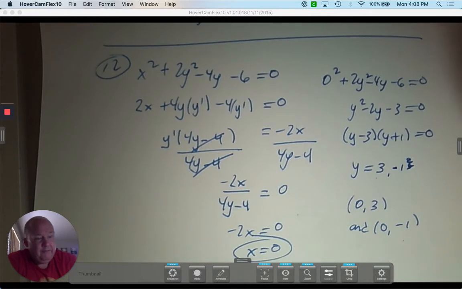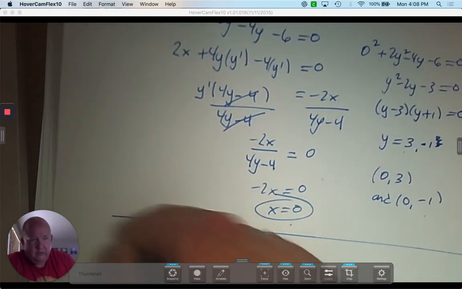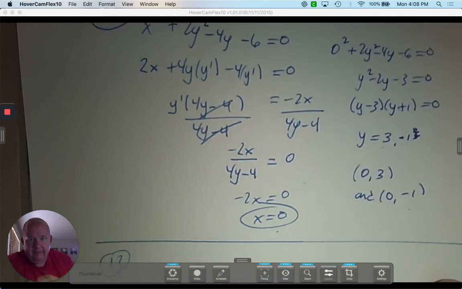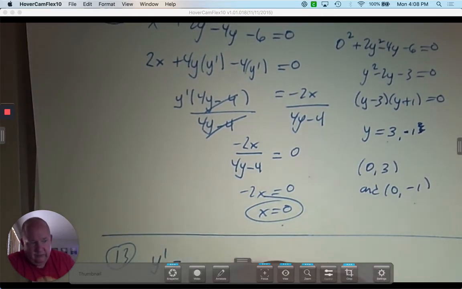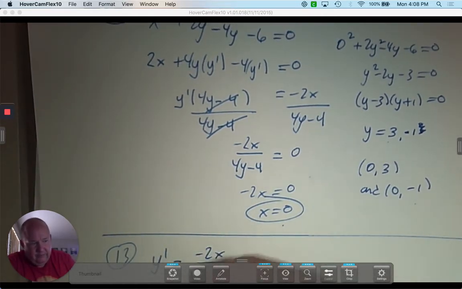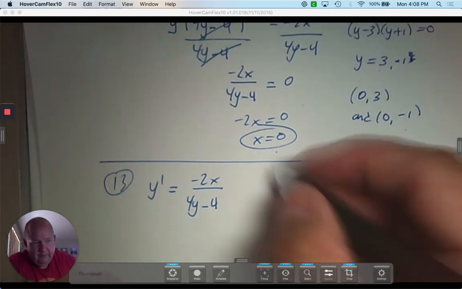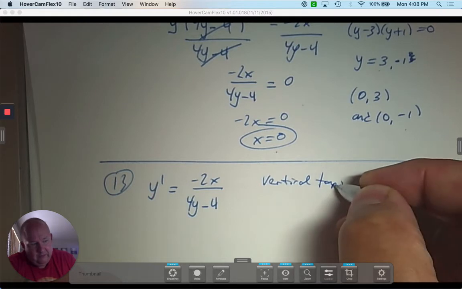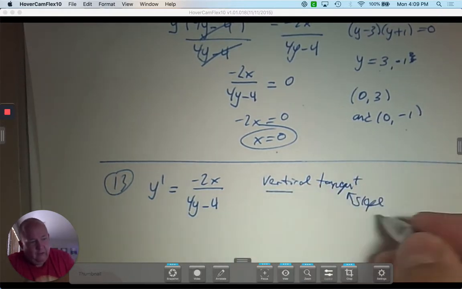All right, number 13, I don't have to redo everything. That was a lot of work. For number 13, you have the same exact equation. We already have the derivative, so I'm going to start there. We already did the work, and we said the first derivative is -2x divided by 4y minus 4. But this time, it's asking not for the horizontal tangent, but for the vertical tangent. So the word tangent, there it is. That word means slope. So vertical slope.